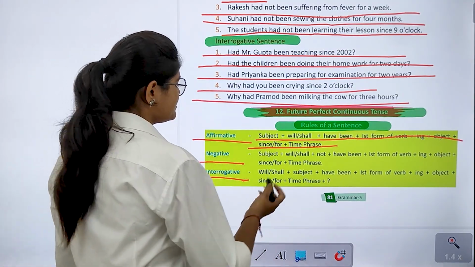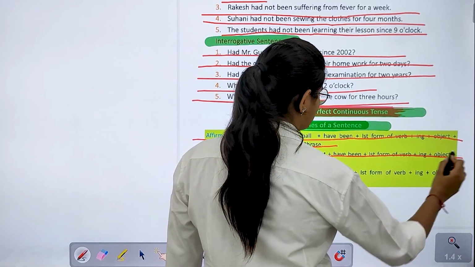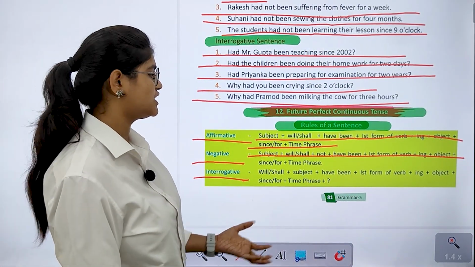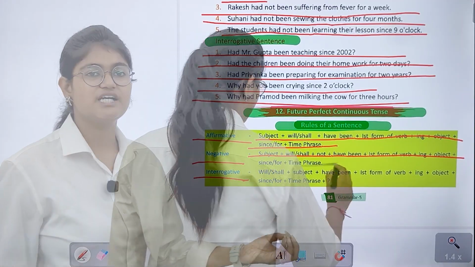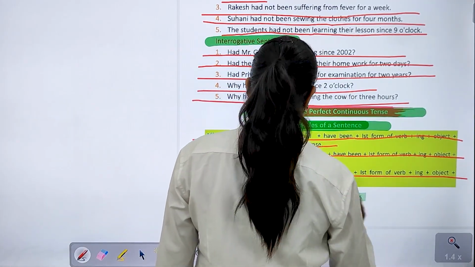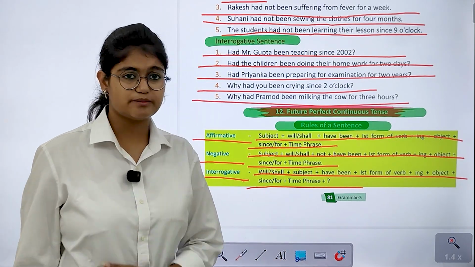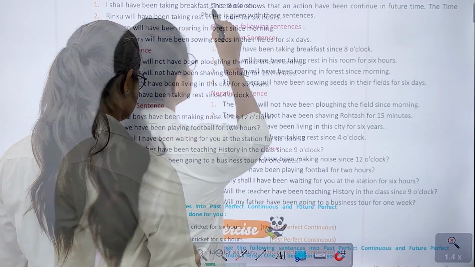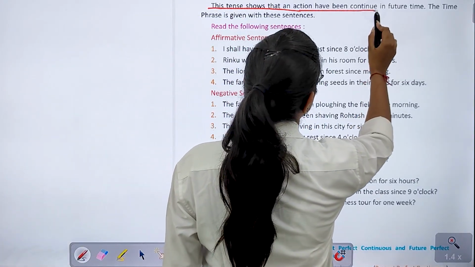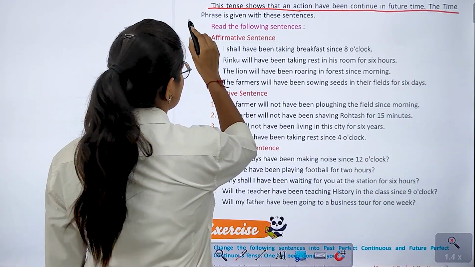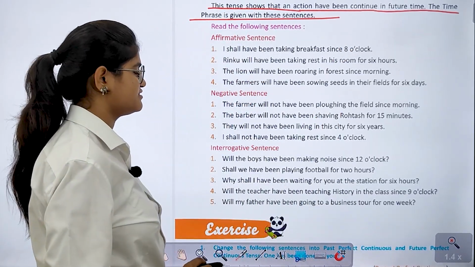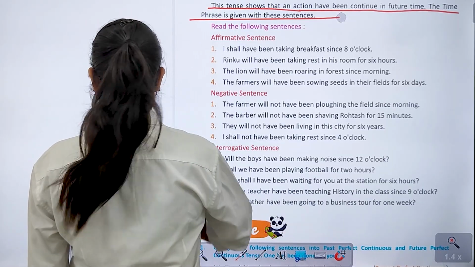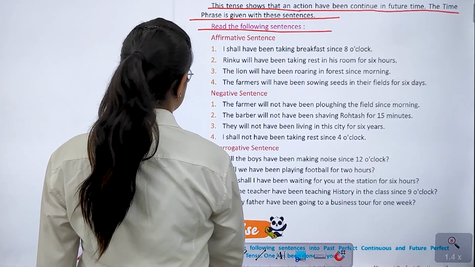Right? Next is negative: subject plus will shall plus not plus have been plus first form of the verb plus ing plus object plus since or for plus time phrase. Next is the same one, just we are going to replace the will, shall and the subject. Next, let's read the examples. This tense shows that an action has been continuing in future time. The time phrase is given with these sentences. तो जल्दी से इनके examples को पढ़ते हैं, it says read the following sentences.